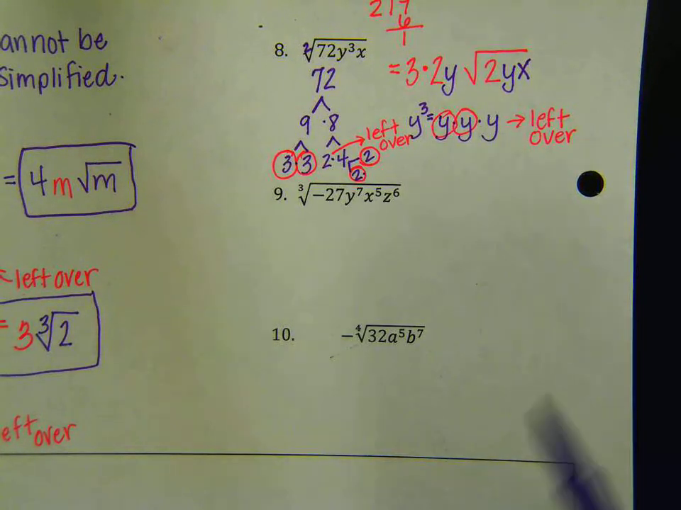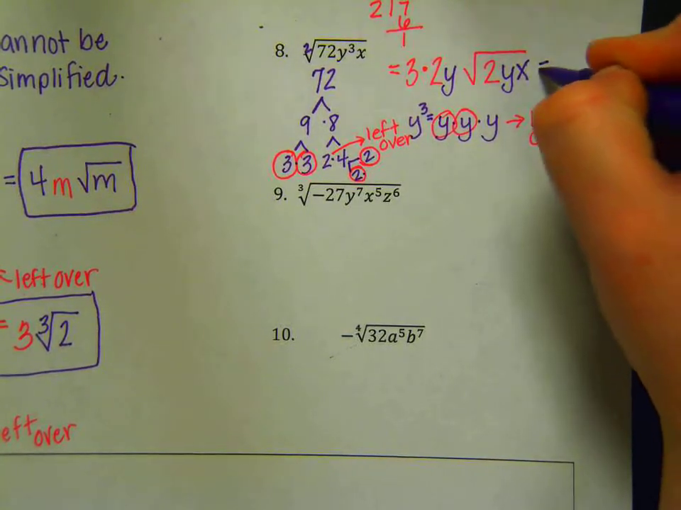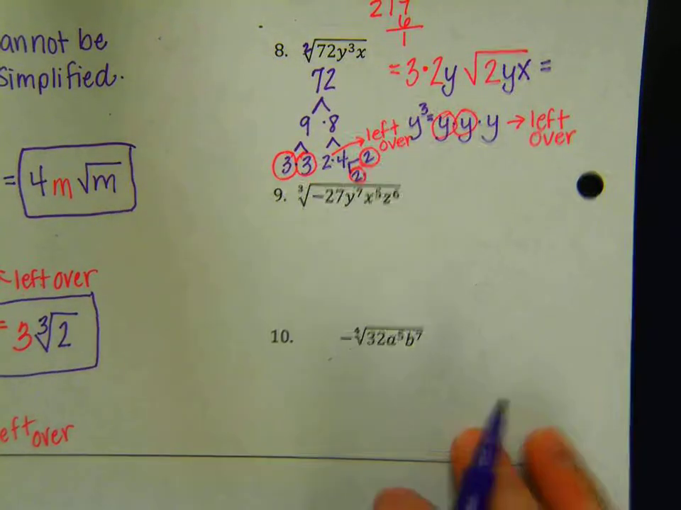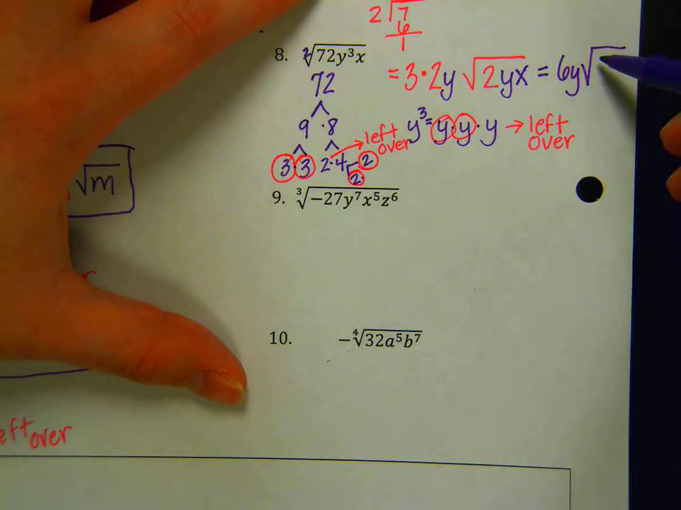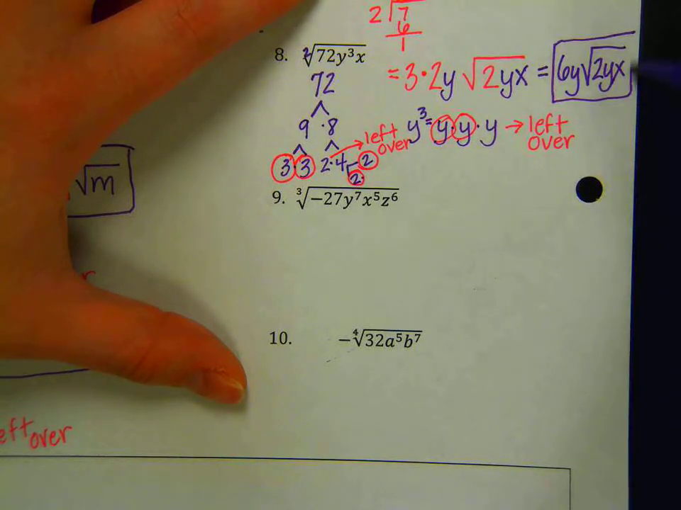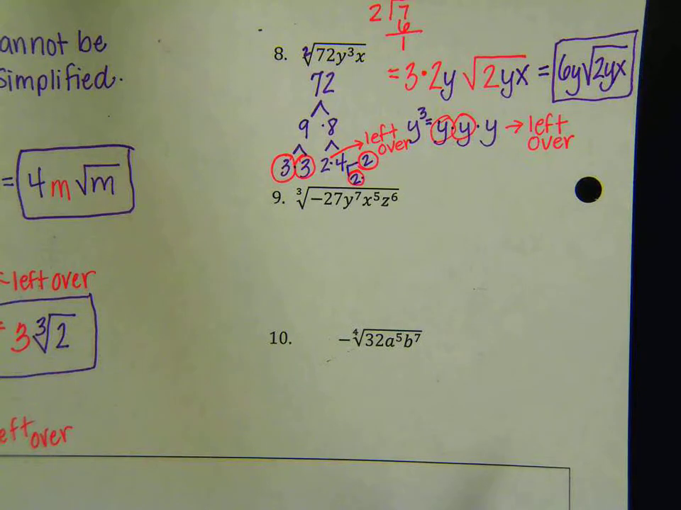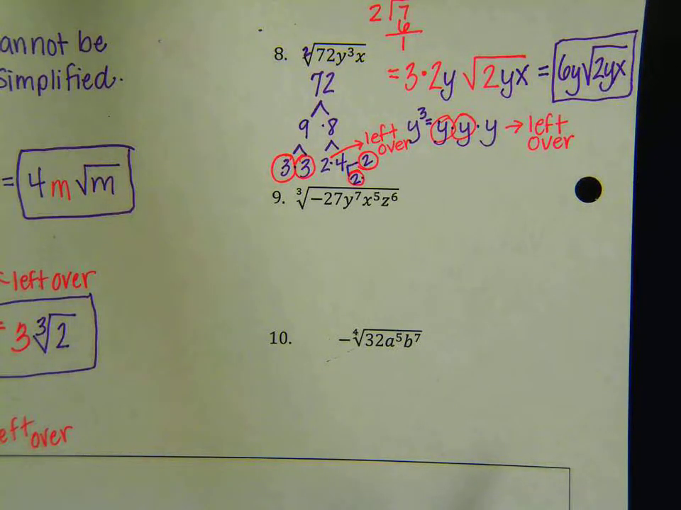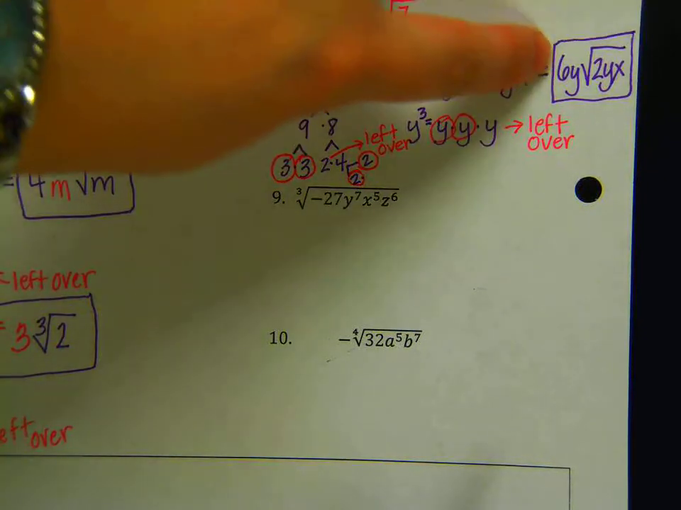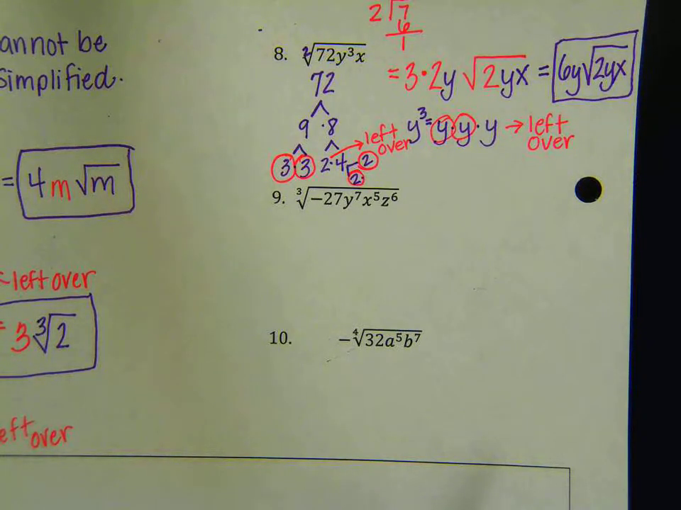Now you can simplify it one step further just because what's 3 times 2? 6. So I can have 6y square root of 2yx or xy, whichever order you want to put it in. And that would be your final answer. Now if we split up 72 into 2 times 36, 36 can be split up into 6 and 6, and that's how we would have gotten that right away. But since Brandon gave me those 2 answers, 9 and 8, I wanted to show you how it would work either way.